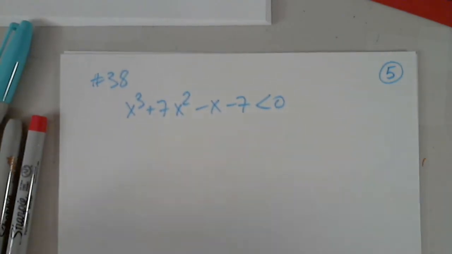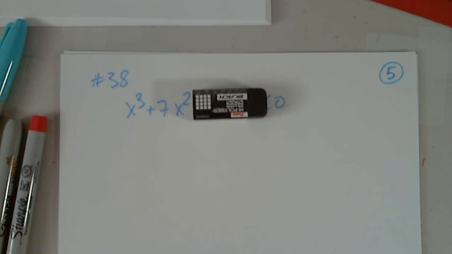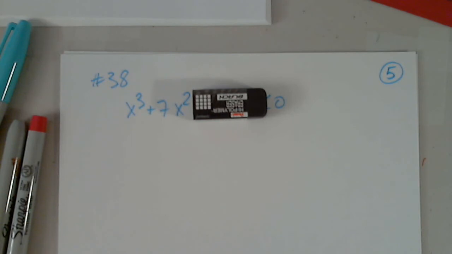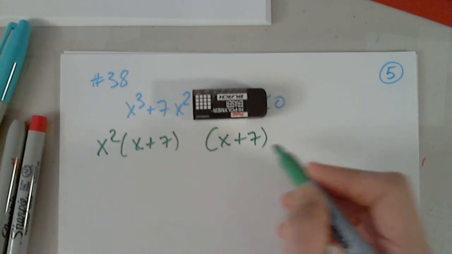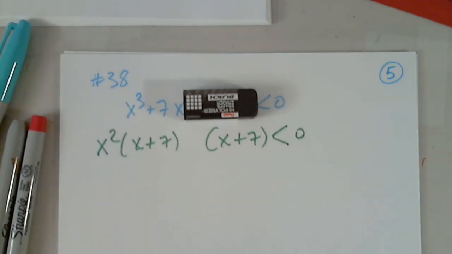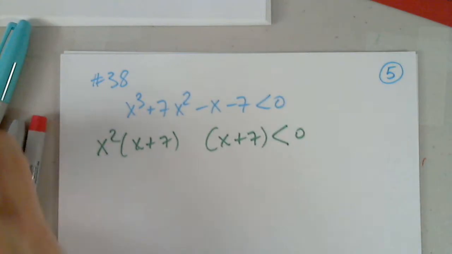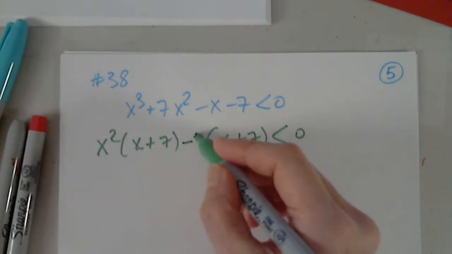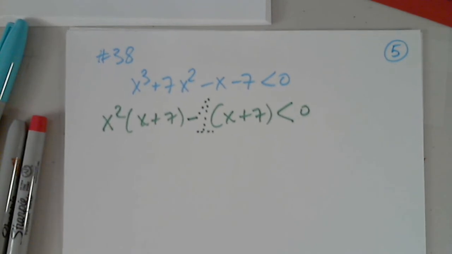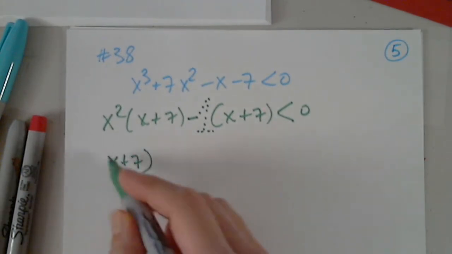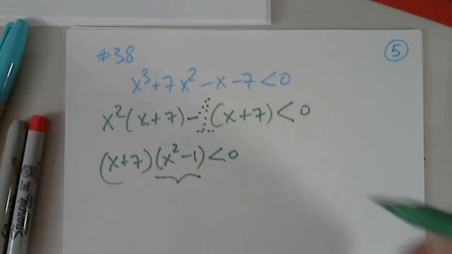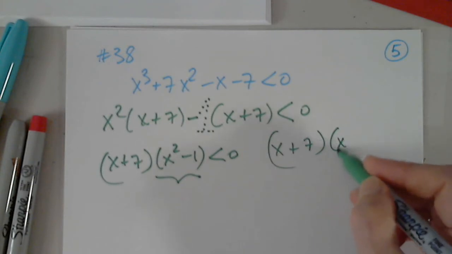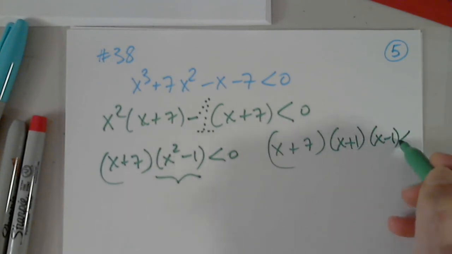Okay. Again, I see 4 terms. I don't look at the last 2. I will factor out from the first 2. And like we just did, it is x squared and x plus 7. If I don't get an x plus 7 from the other 2, I can't continue. Is it there? It must be with a -1. Factor out x plus 7 and then x squared minus 1. And I know how to factor this. So I have x plus 7, x plus 1, x minus 1 less than 0.